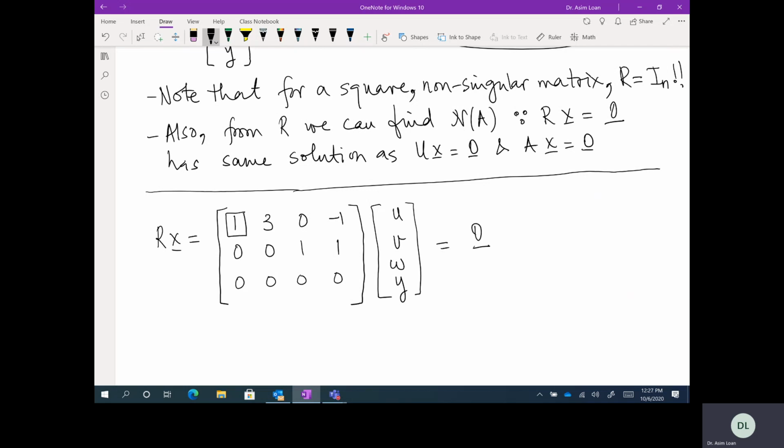So this is a pivot, the first non-zero element. This variable corresponds to the first column, because if you recall Ax, this variable multiplies the first column. This variable multiplies the second column. So these are pivot variables. Maybe I make them square so that we know these are pivot variables, u and w.